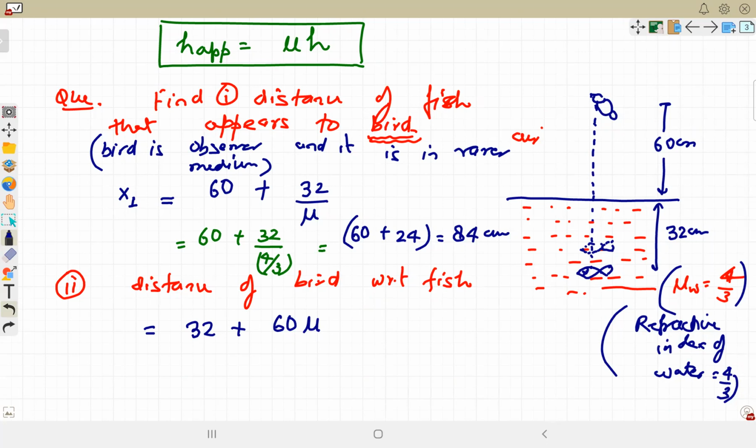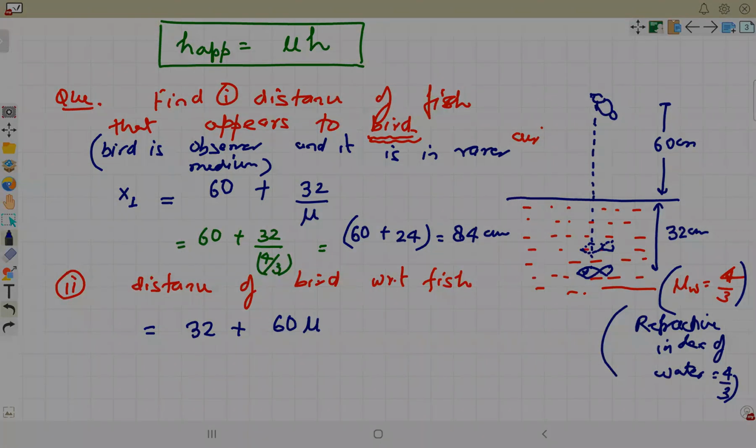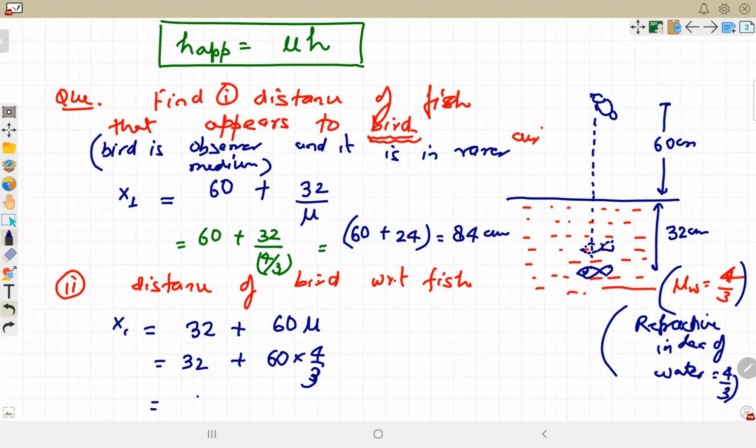Tejas, what's the answer for this second part? I have just given you the formula, you need to put the value and solve. So 32 plus 60, divided by 4/3, solve this and tell me how much it comes. 32 is the fish's depth below the water surface, it will remain 32 only. So on solving it becomes how much? 112. Yes, it will be 112 centimeters.